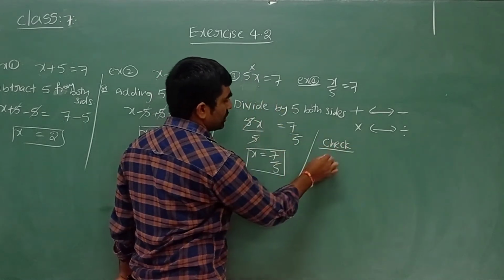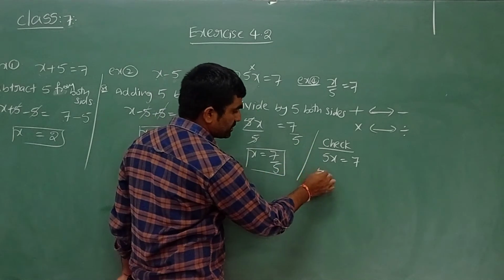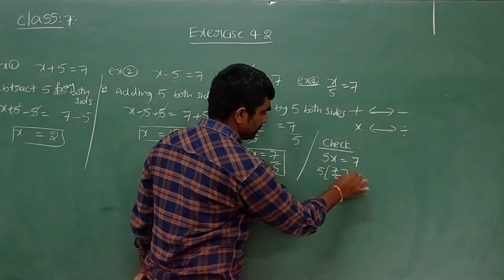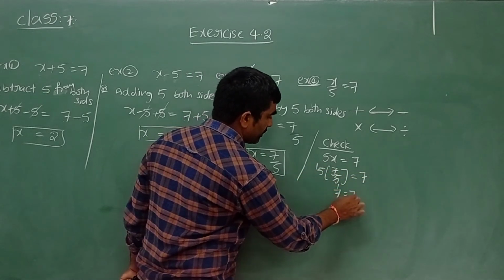For checking, you take the given question, 5x is equal to 7. What is the x value you got? Replace the place of x in bracket: 5 times 7 by 5 is equal to 7. See, 5 ones are 5, 5 ones are. We got 7 is equal to 7.